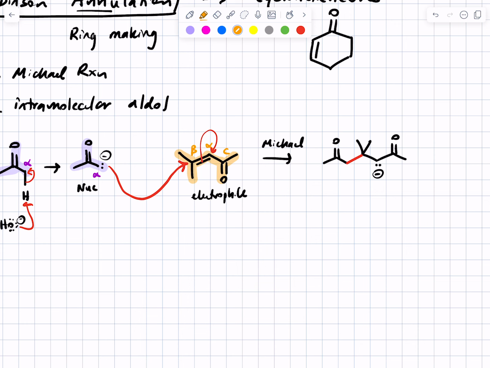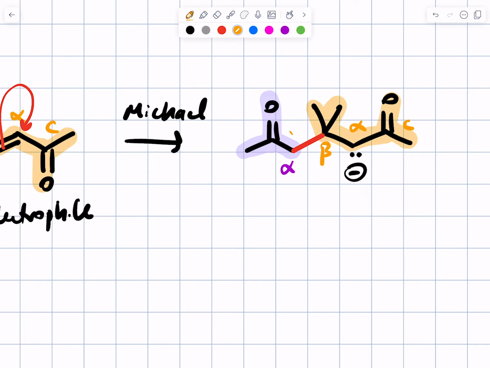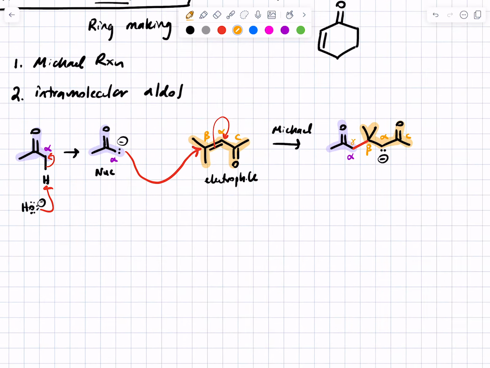I'm going to continue our highlighting so you can follow through the various parts of the molecule. I'm going to keep labeling purple alpha, orange carbonyl carbon, alpha, and orange beta. Though now you're going to note that purple alpha is now gamma to the orange carbonyl carbon. So that's the Michael step. Questions about that?